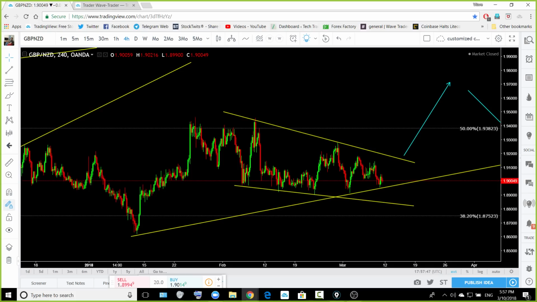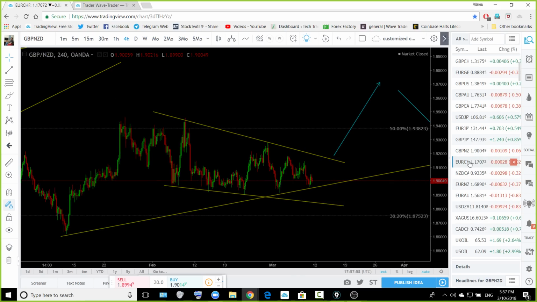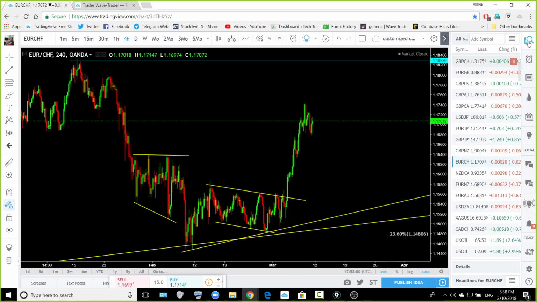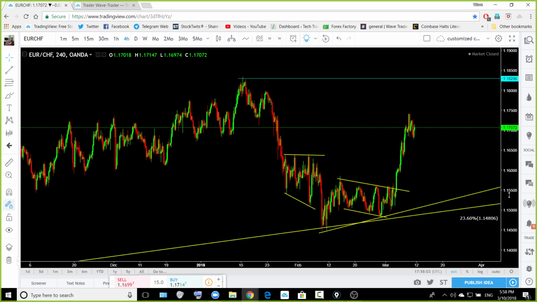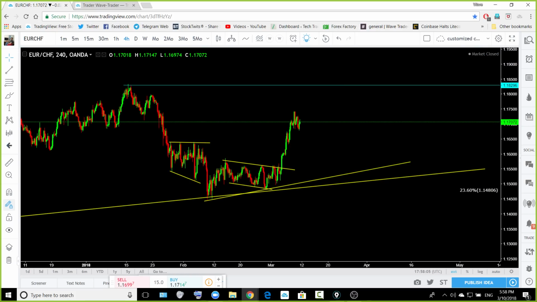All right, so that wave, it is similar like the euro chief, if you remember the euro chief. Okay, here we got the euro chief. All right, so this wave I'm showing you in the pound New Zealand dollar. Okay, I was showing you that wave from this bottom as well, if you remember that.